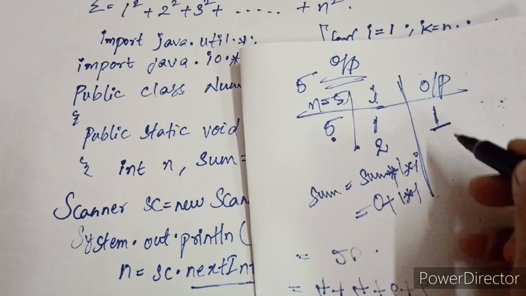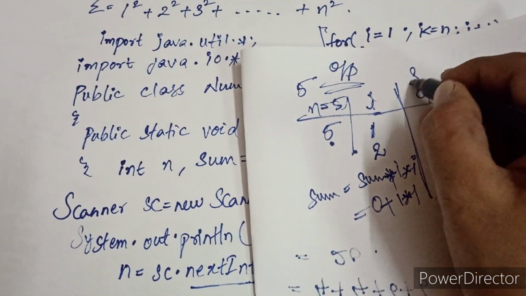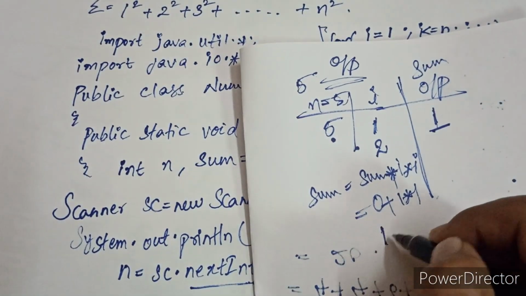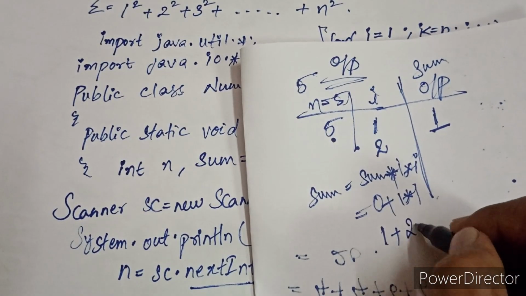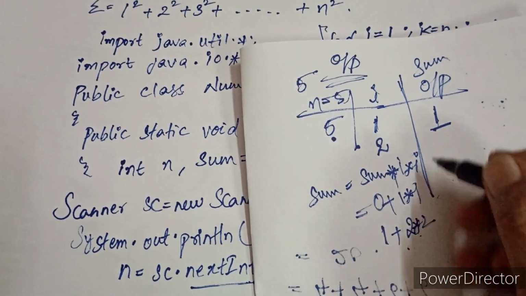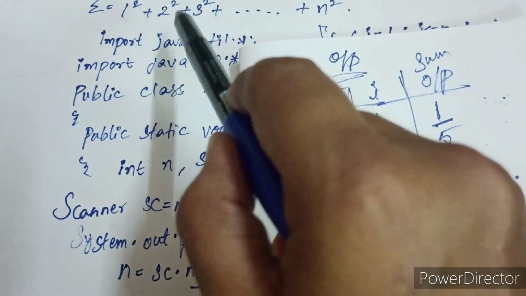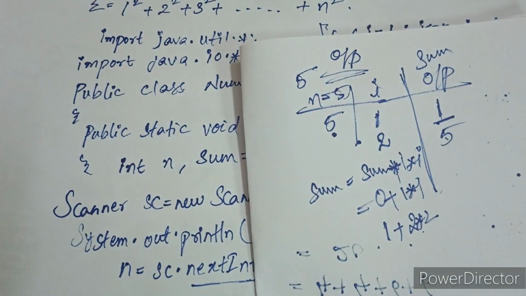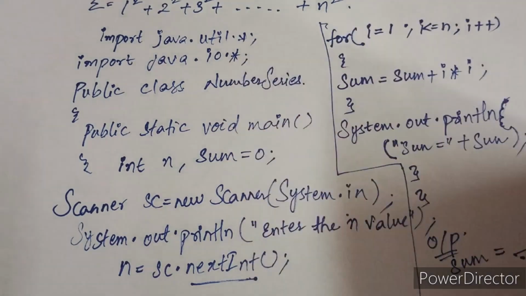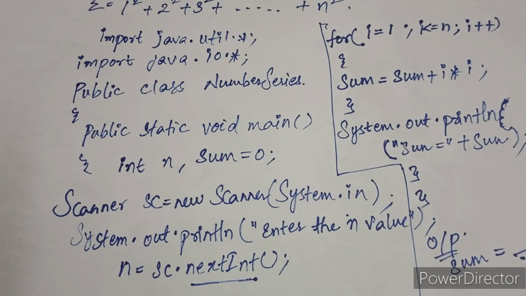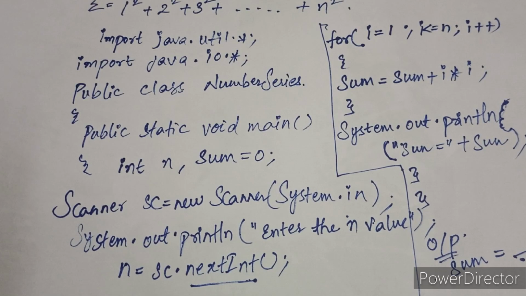Now what is the latest sum value? 1. 1 plus, what is the i value? 2. 2 into 2, that is 4, plus 1, 5. See here, 4 plus 1 is 5. In this manner, it will execute your program. Please note down the code.